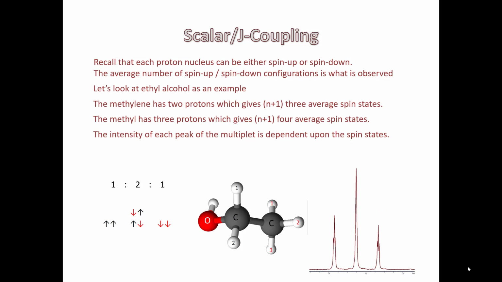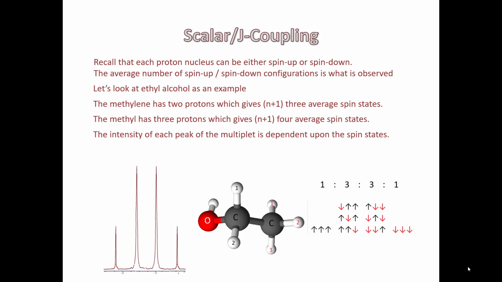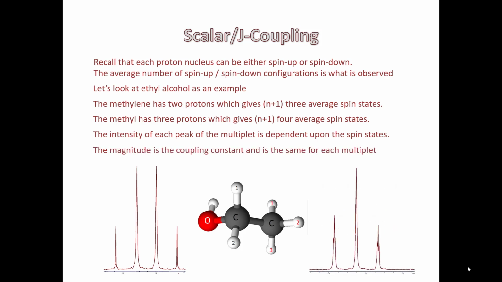So if we look at the methyl peak, it is split by the methylene and gives a 1 to 2 to 1 ratio. Similarly, the methylene is next to the methyl, which gives it a quartet with a 1 to 3 to 3 to 1 ratio. These are integrals, not peak heights, so it's a little bit different. The magnitude of the coupling constant is the same for each multiplet. The coupling constant is how wide apart the peaks are. So if we look at the methylene, we see that all those peaks are 7.6 hertz apart.